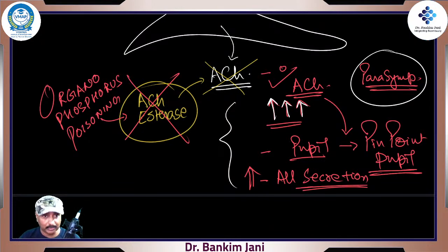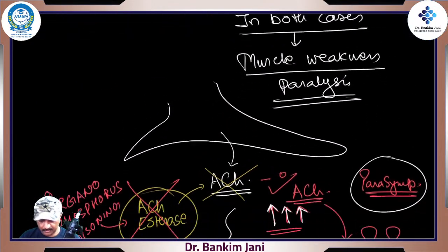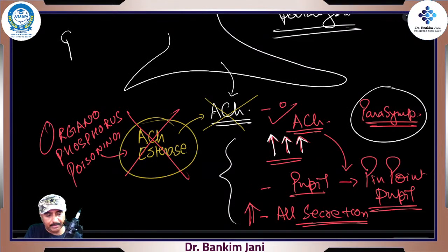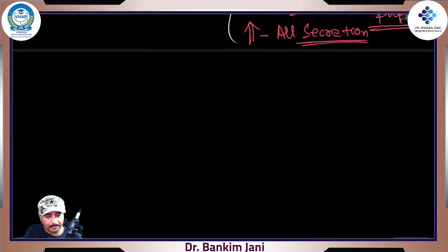Then one more thing, a very dangerous poison. These are poisons, right? This organophosphorus is one poison. Another very dangerous poison is what is called botulinum. Very poisonous, right? It is called botulinum.